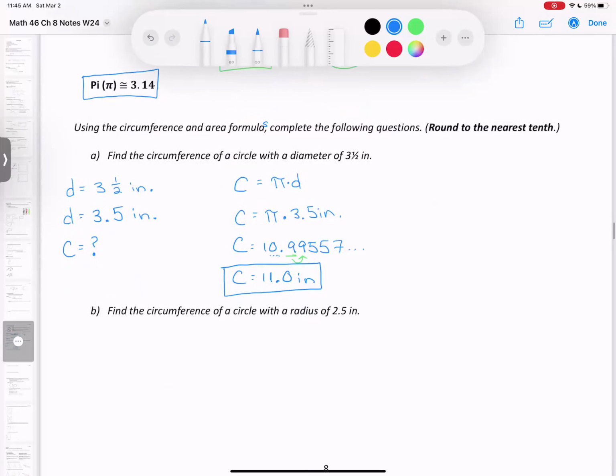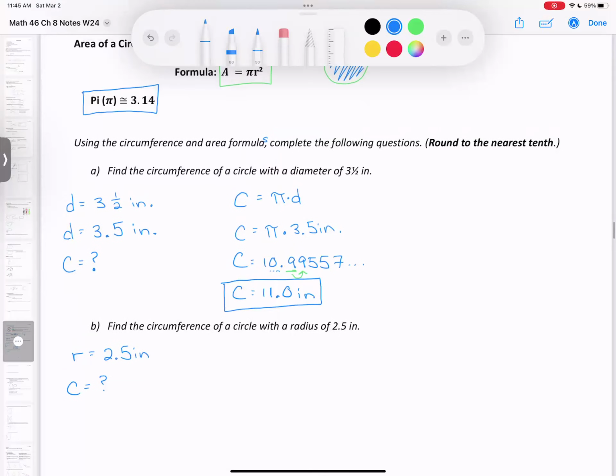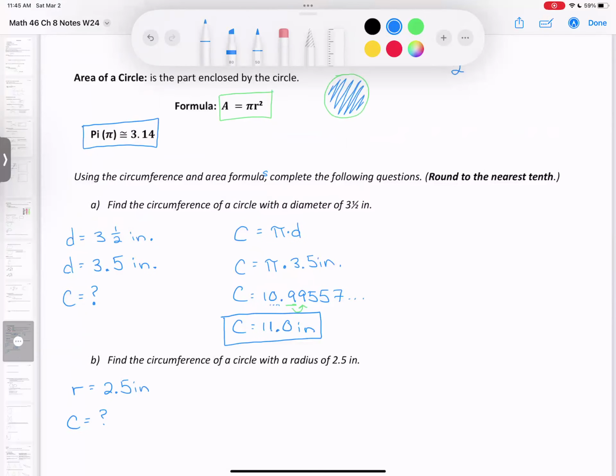Okay. Next question asks us to find a circumference of a circle. This time they've given us a radius. The radius is 2.5 inches, and they want us to figure out the circumference. So using our formulas, which by the way are also on your formula sheet, on the geometric formulas page.